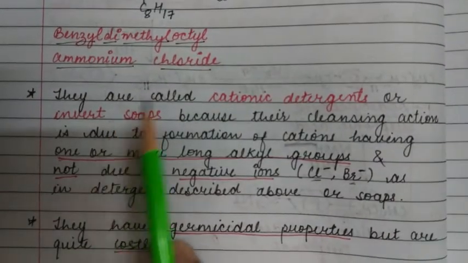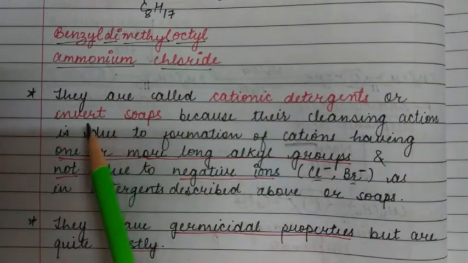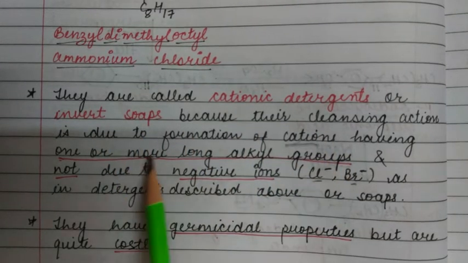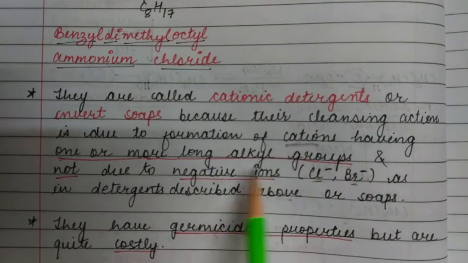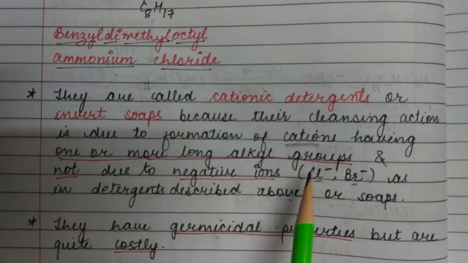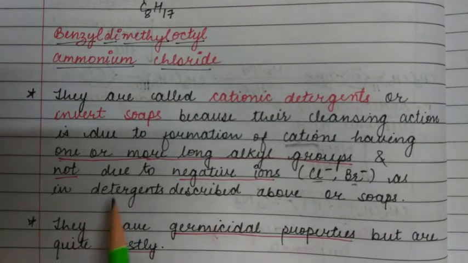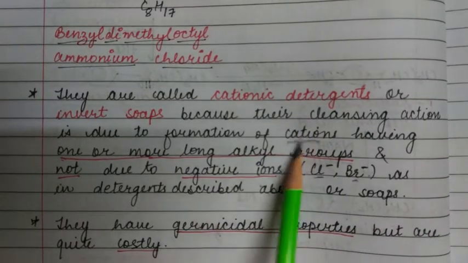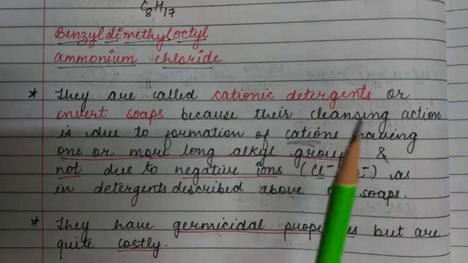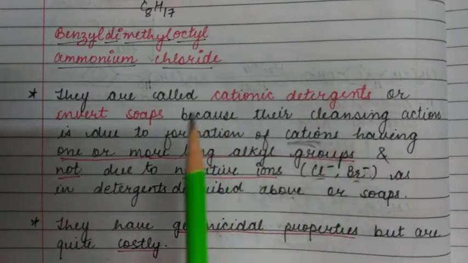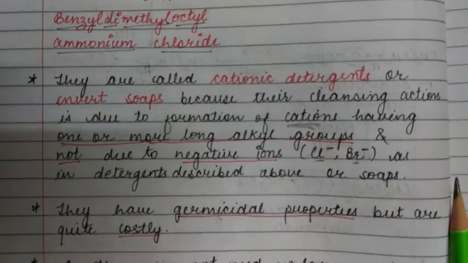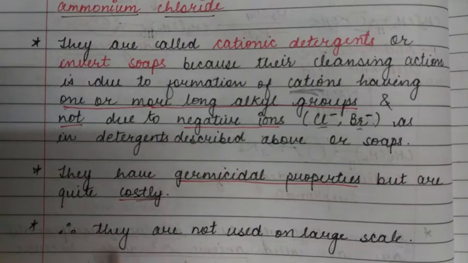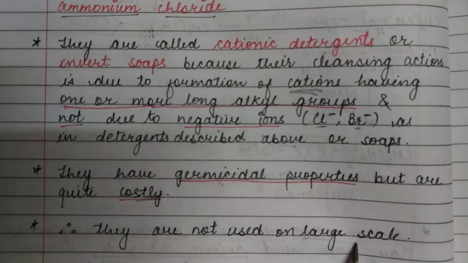Now, they are also called cationic detergents or invert soaps because their cleansing action is due to formation of cations having one or more long alkyl groups, and it is not due to negative ions like chloride or bromide as in detergents described before or in soaps. So that's why it is named cationic detergents or invert soaps. They have germicidal properties but are quite costly. Therefore, they are not used on a large scale.